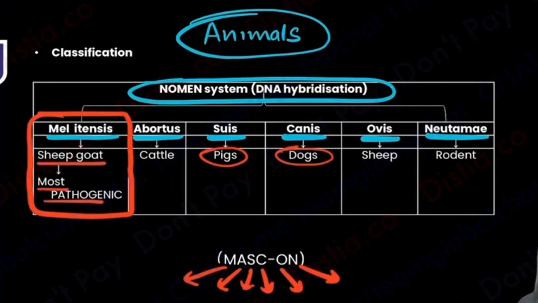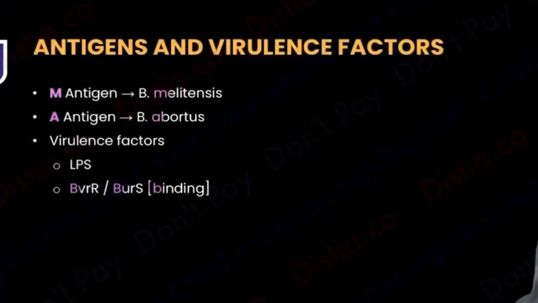So what exactly are the antigens? Very simple again. As I said, in MASK, M for melitensis has the M antigen. The next was A for abortus, which has the A antigen. All gram-negative organisms have a lipopolysaccharide, so that goes hand in hand. But something that helps in binding, you must have seen many of the books have given you a very detailed way of it. I don't want you to get into it unnecessarily and confuse yourself.